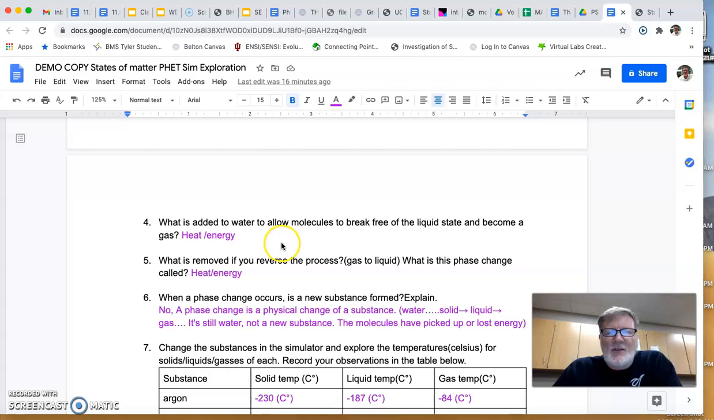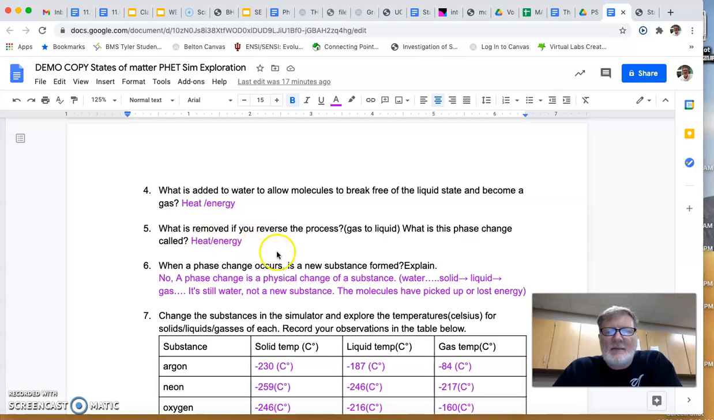What do we add to water to allow molecules to break free? Heat or energy. And so heat is just our way to measure thermal energy in an object. And then when we remove that, we get phase change in the opposite direction, liquid to gas and so forth. Or excuse me, gas to liquid.